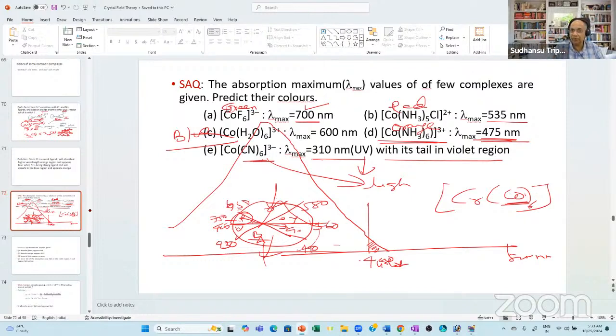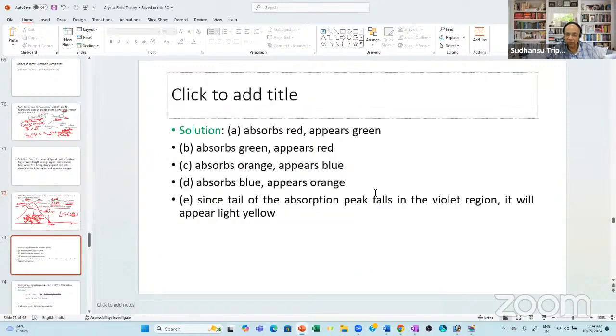There are two types of, in fact, four types of CTs. Out of them, two are very common: the LMCT and MLCT, mostly MLCT, also LMCT. I will tell you what. So you will do these things at home.